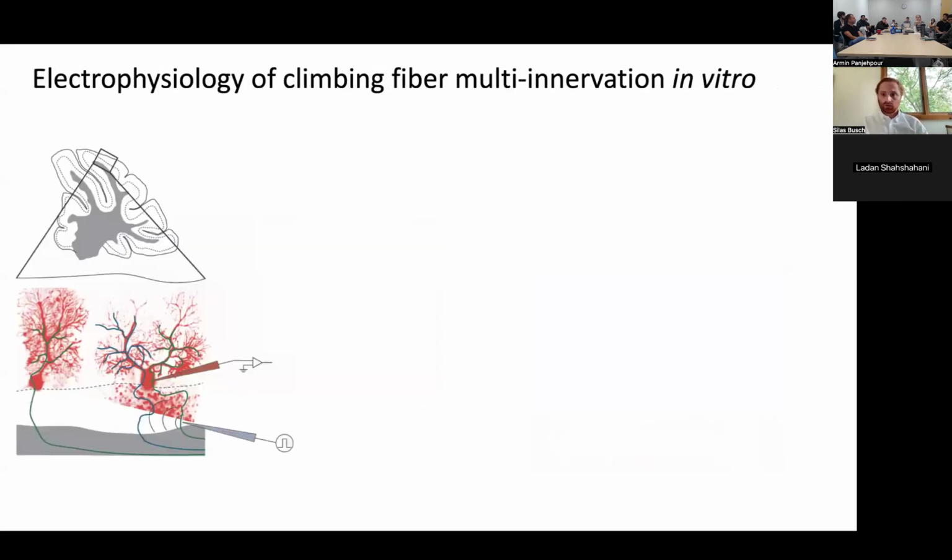Can I just ask Silas real quick, does this tell us anything about where those climbing fibers originate? So can you say anything about whether they might originate from a similar place in the inferior olive, if they're close to each other? I don't know.